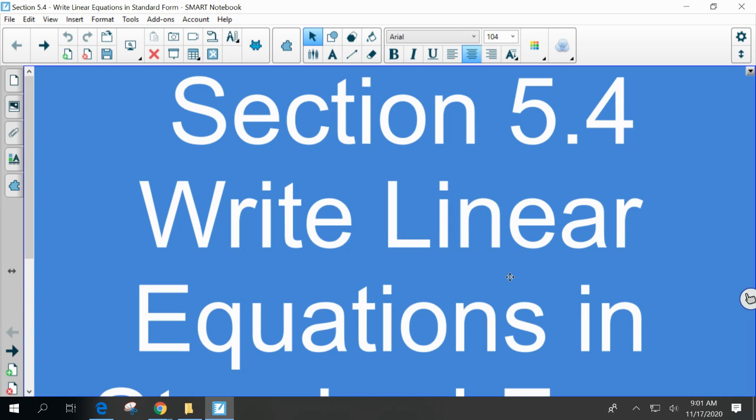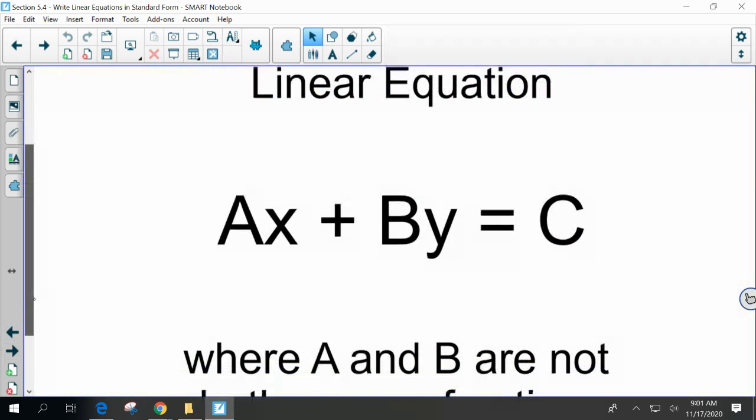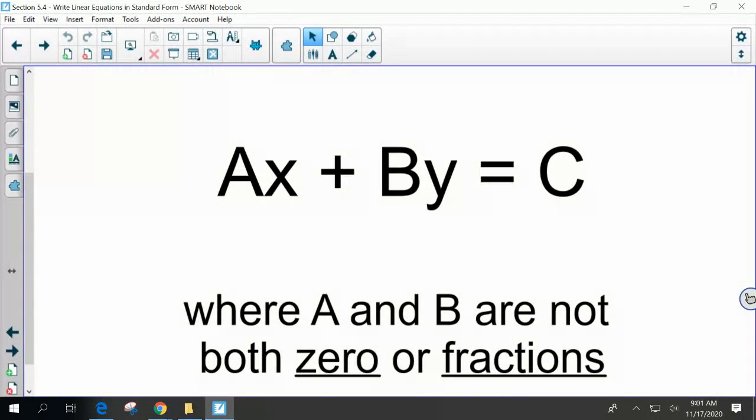Okay, so today we are writing linear equations in standard form. So this is what standard form is. It goes ax plus by equals c, and then this is the important part to remember. A and b are not 0, and they cannot be fractions. That also includes decimals. They cannot be fractions or decimals.